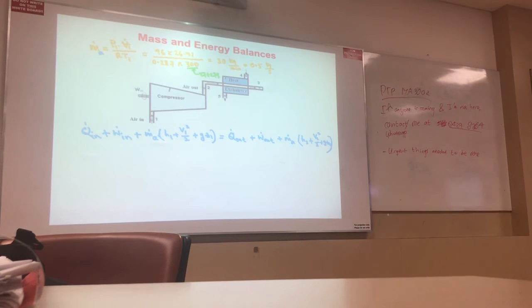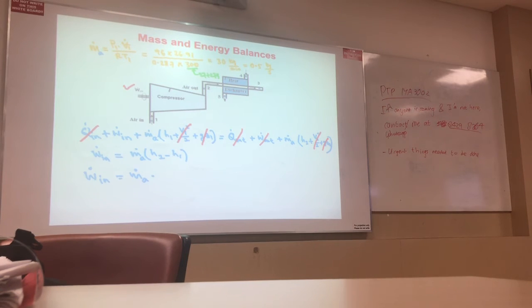Now what I can do? Q in is 0. Very good. W in is 0. Change in potential energy is 0. Change in kinetic energy is 0. Q out is 0, right? So what we can write? We can write W dot out is equivalent to m dot air times (h2 minus h1), correct? m dot air I know, right?